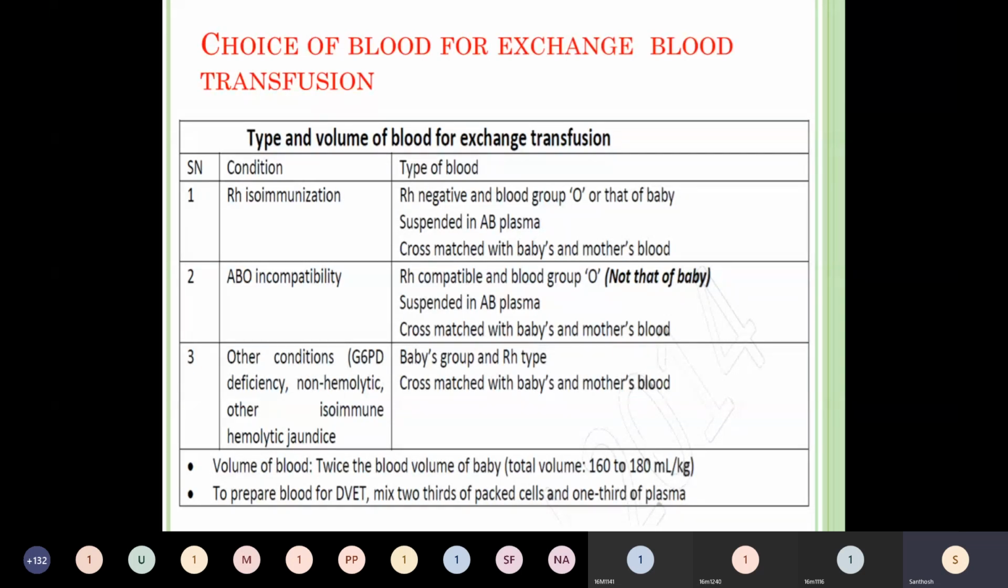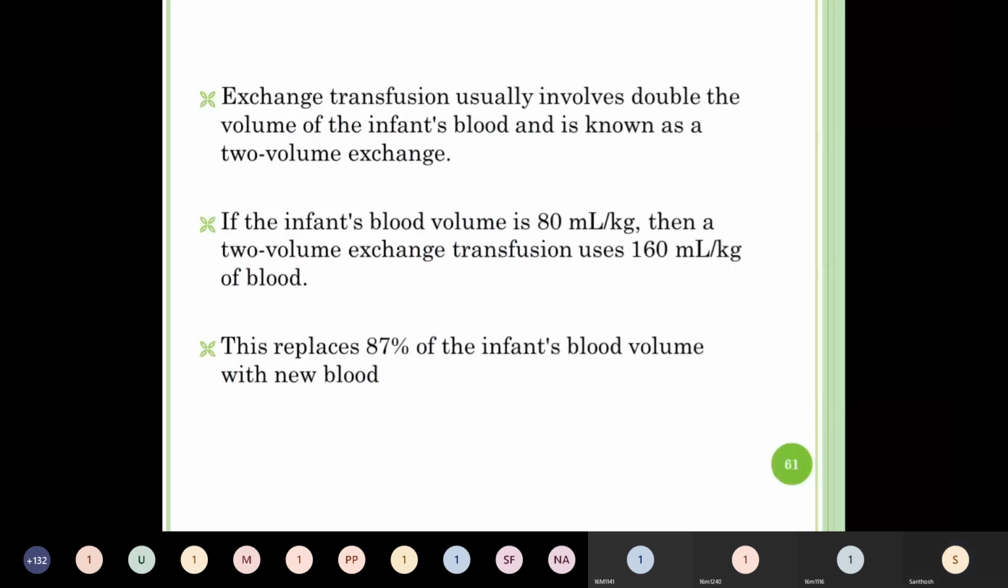So what do you mean by double volume exchange? Suppose the baby is weighing around 2 kgs. So double volume is 160 ml per kg. That is 160 into 2, that is 320 ml of blood is required. So that it will remove at least 90% of the bilirubin from the circulation. Exchange transfusion usually involves double the volume of the infant. That is double volume exchange. Okay. This I told you. So this will replace around 87 to 90% of the infant's blood volume with the new blood.